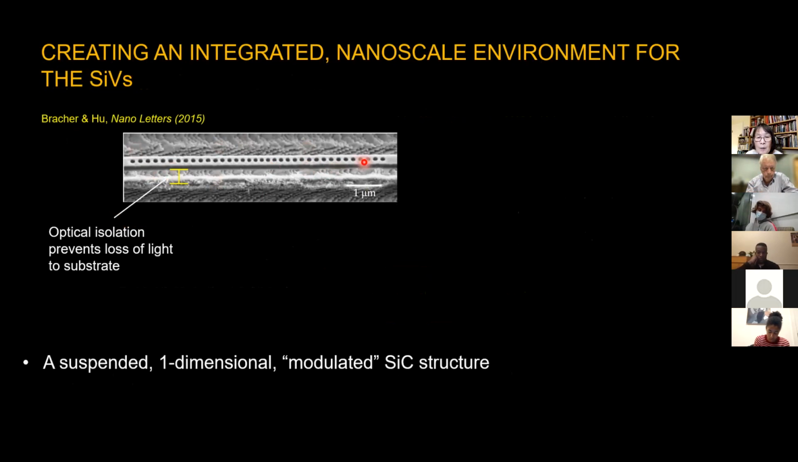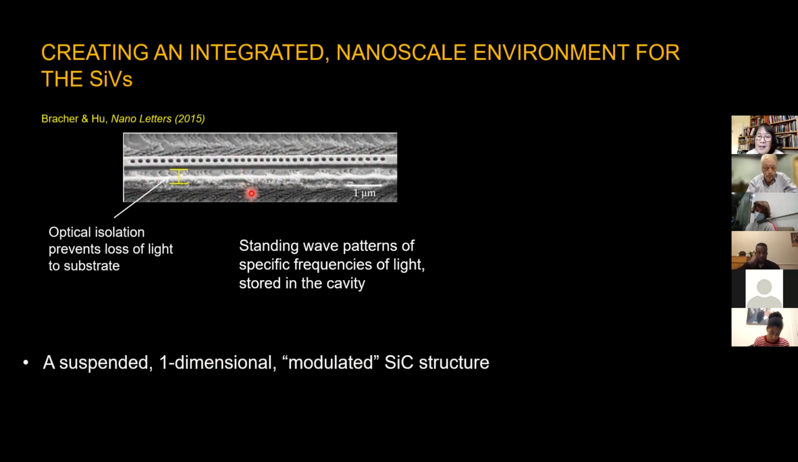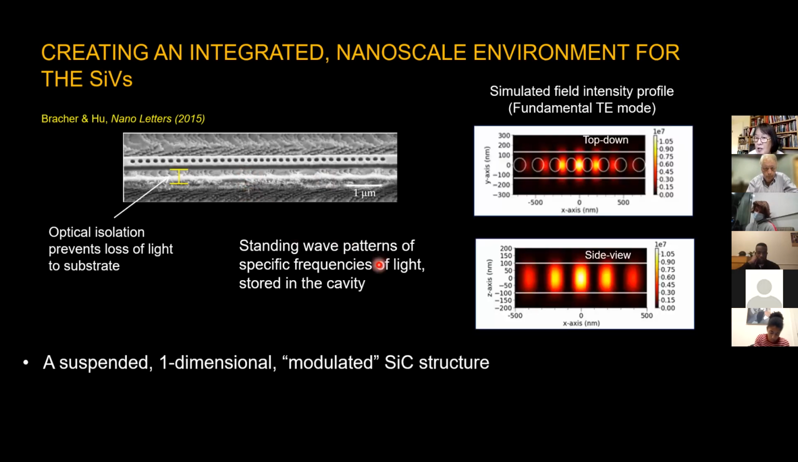This is silicon carbide. It looks pretty humble. It's a sort of narrow bridge that's suspended over the substrate. It's a series of holes in silicon carbide. It's a suspended one-dimensional structure where the holes mean there's a periodic modulation of the index of refraction. That leads to standing wave patterns of specific frequencies, of the right frequency of light.